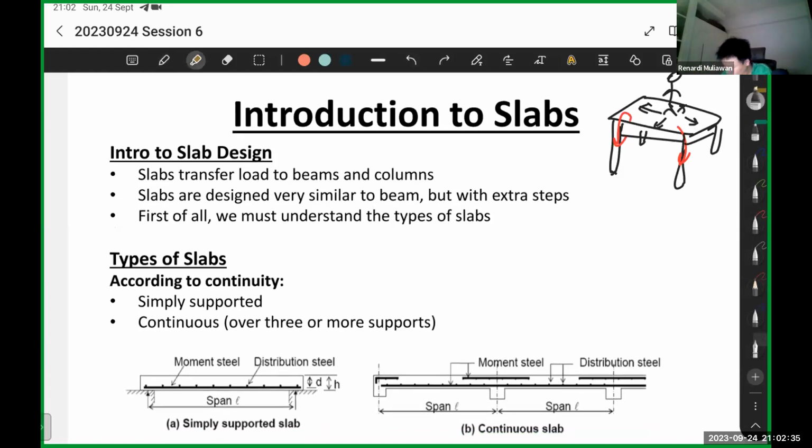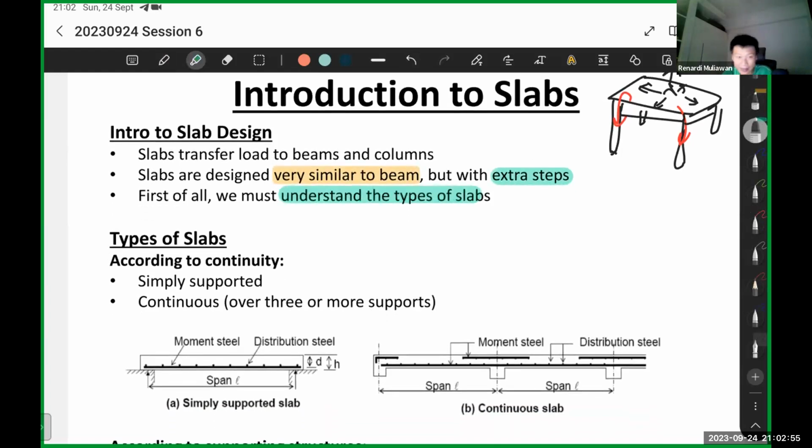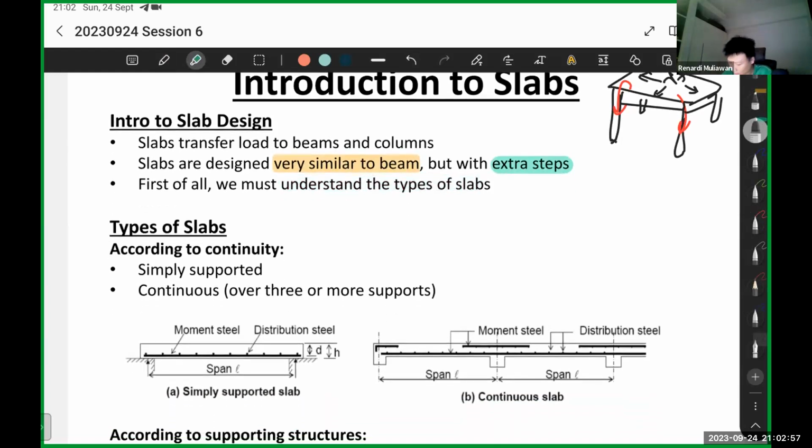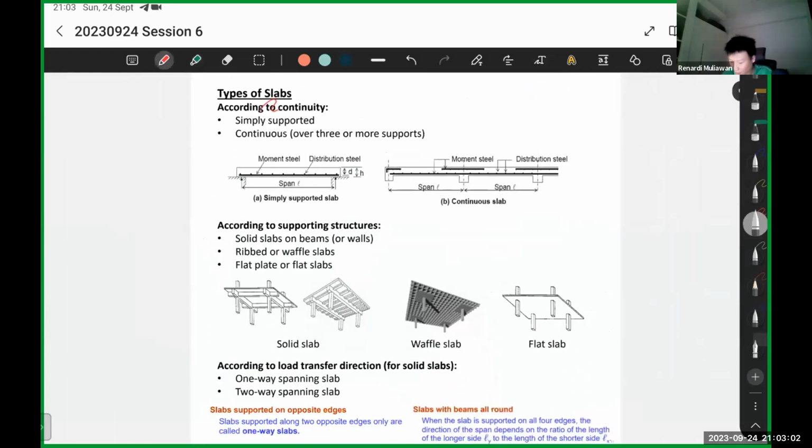Slab design is very similar to beam. You can even say that it's quite identical, like the steps. You will actually use the same formulas as your first quiz, your beam design, for slabs, but they have extra steps, which depend on the slab type. So that's why we need to understand the types of slabs first. Here are the types of slabs. We can differentiate slabs based on the continuity, supporting structures, or load transfer direction.